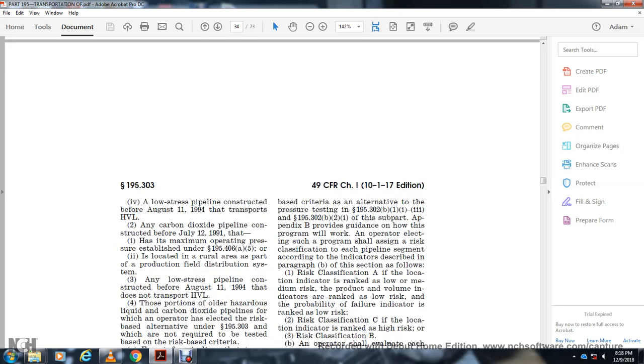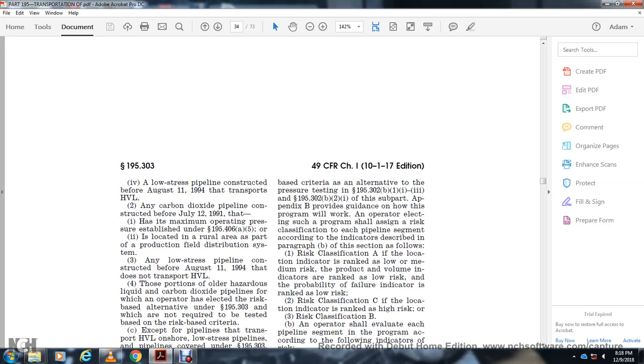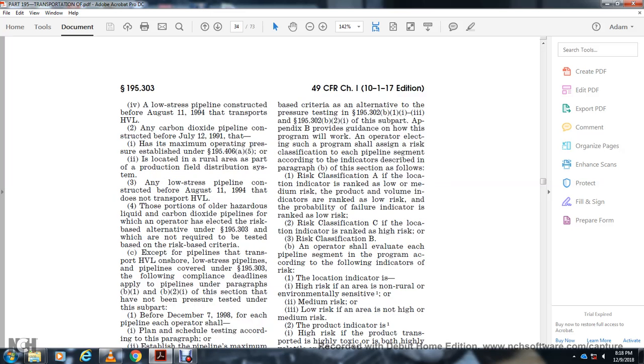The portion of the older hazardous liquid and carbon dioxide pipelines which operate under the alternative under 195.303, which are tested on the basis of the risk-based criteria of the pipeline, and those transporting highly volatile liquids onshore, with the low stress pipelines covered in 195.303, with the following compliance deadlines applied to the pipelines under paragraphs (b)(1) and (b)(2) of this section that have not been pressure tested under the subpart before December 1st, 1998.